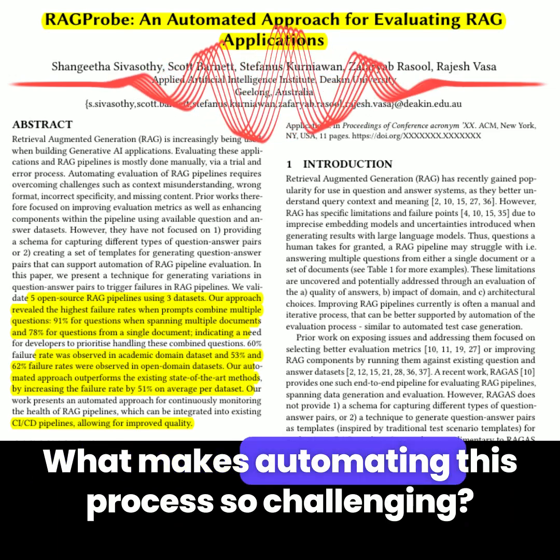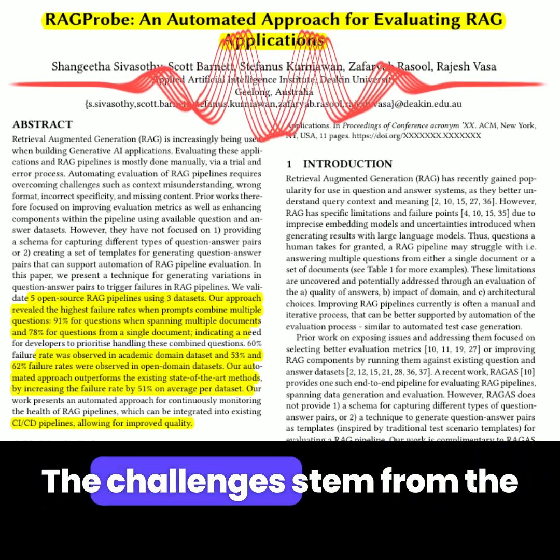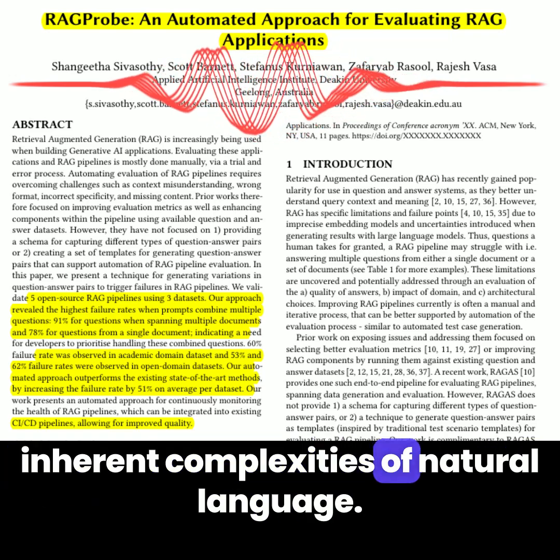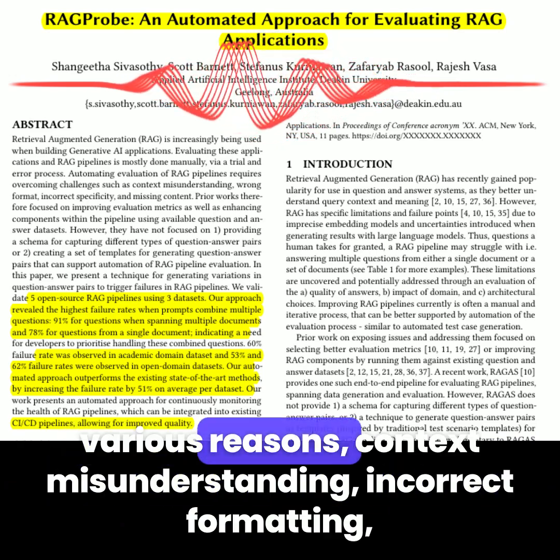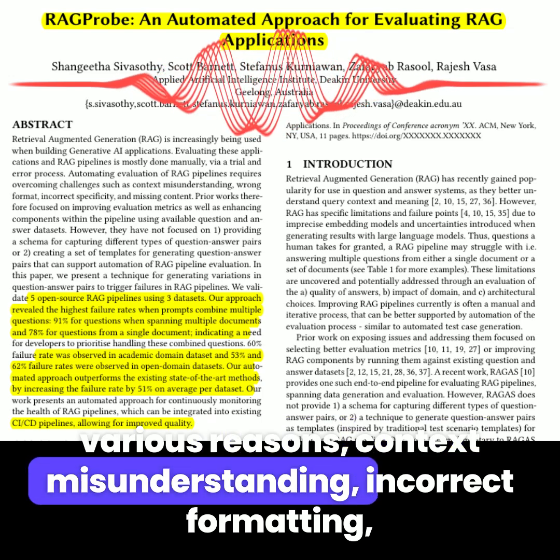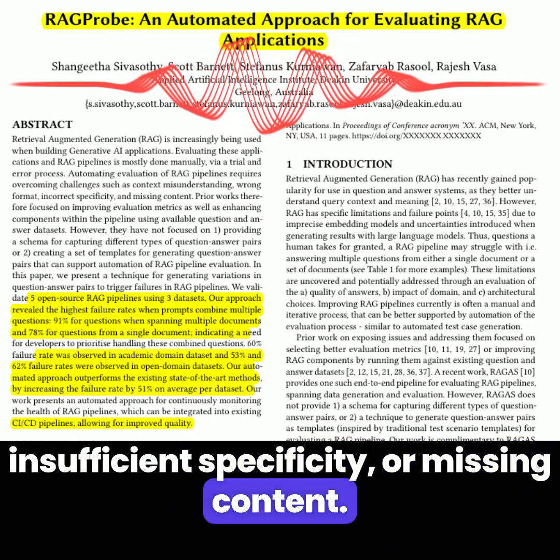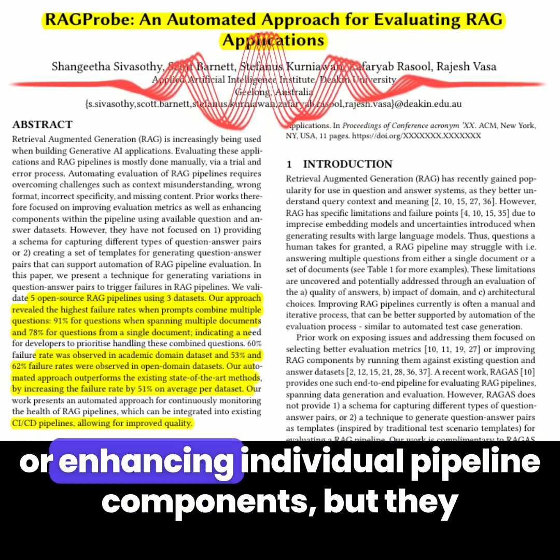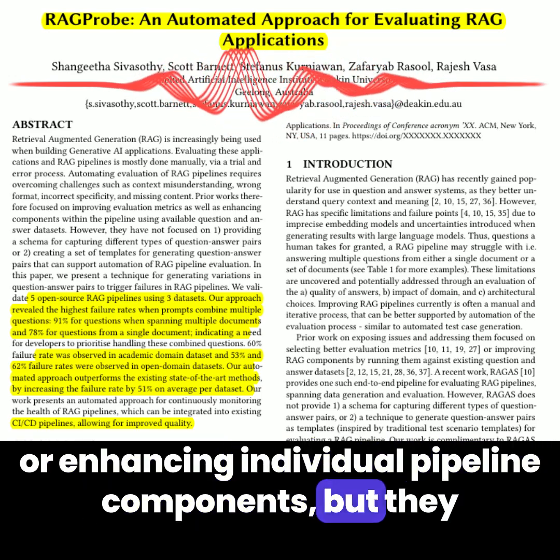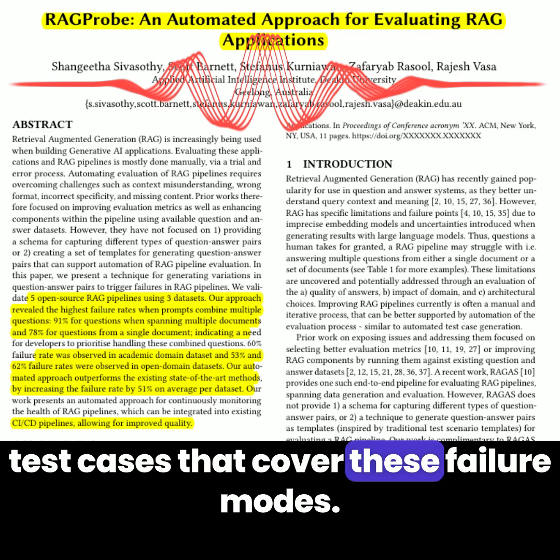What makes automating this process so challenging? What are some of the hurdles the authors highlight? The challenges stem from the inherent complexities of natural language. RAG pipelines can fail due to various reasons: context misunderstanding, incorrect formatting, insufficient specificity, or missing content. Existing methods often focus on improving metrics or enhancing individual pipeline components, but they lack a systematic approach to generating diverse test cases that cover these failure modes.